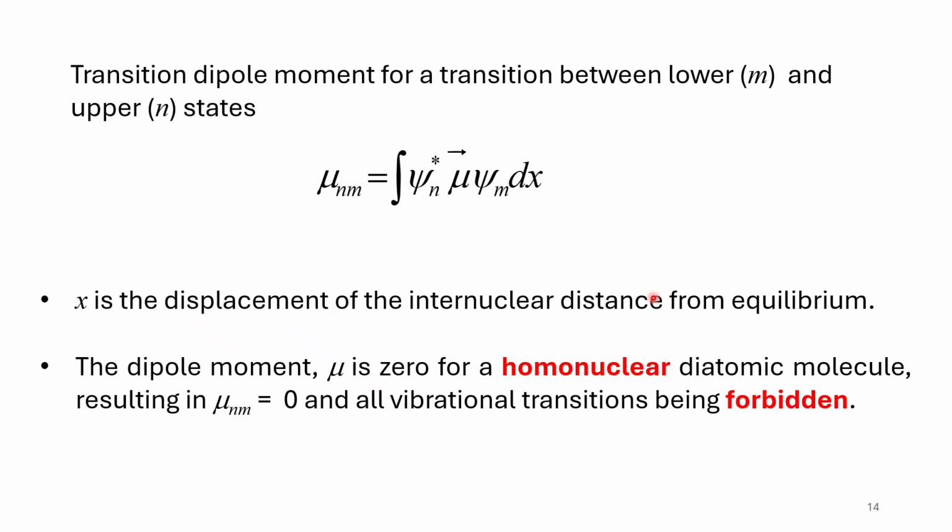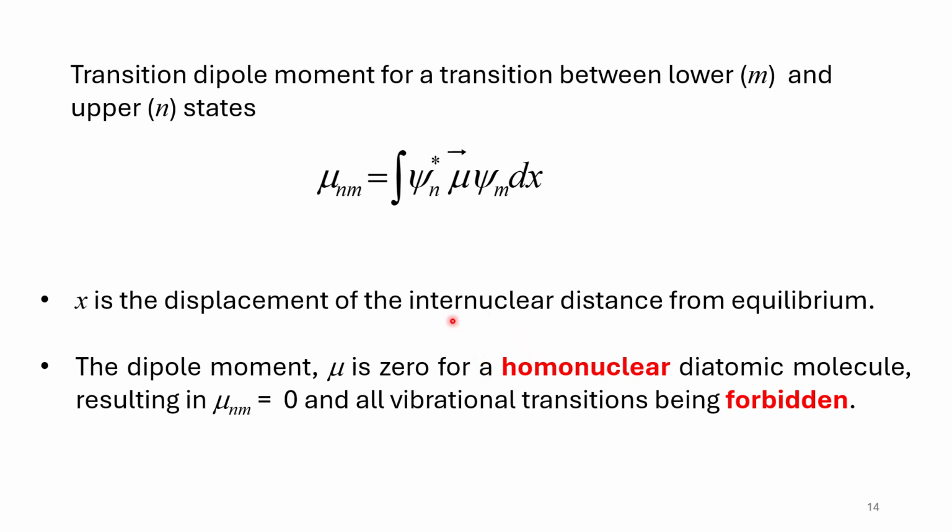The equation given here is known as the transition dipole moment integral. So this integral will govern the transitions. For a homonuclear diatomic molecule, okay, the dipole moment will be 0, meaning that mu nm is equal to 0, and all vibrational transitions are forbidden. They are not allowed to occur. Such molecules are called infrared inactive because there is no change in dipole moment.